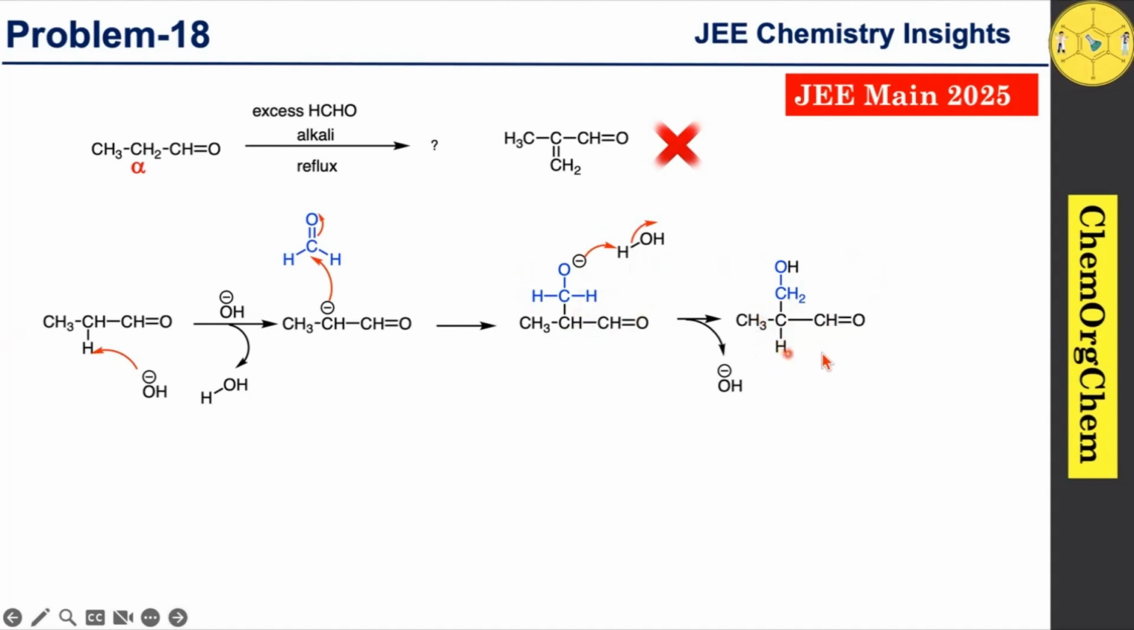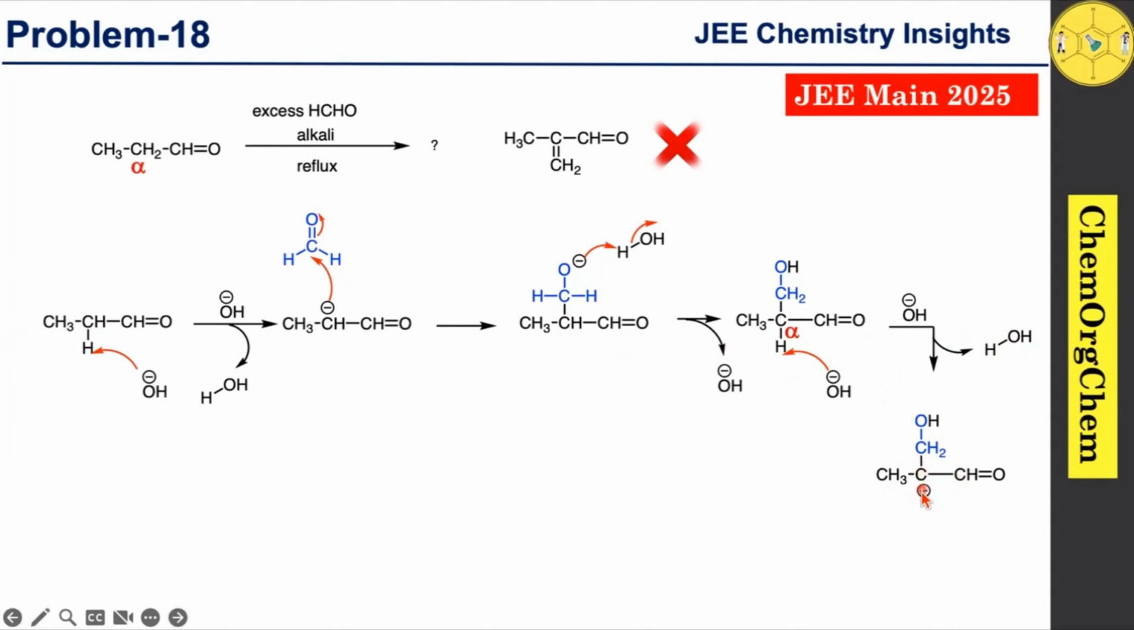Now closely look at this intermediate. Here you see the carbonyl carbon, and this carbon is the alpha carbon. This alpha carbon contains one more alpha hydrogen atom. Therefore the sequence of reaction is going to take place one more time. The base again abstracts the proton from this alpha carbon, so a water molecule is eliminated to produce the corresponding carbanion.